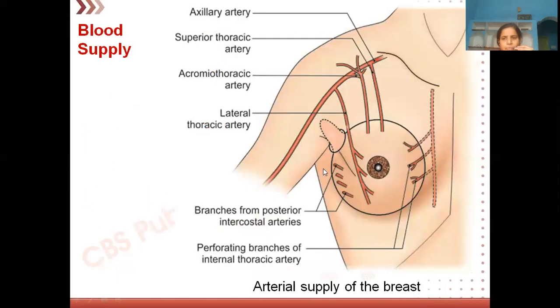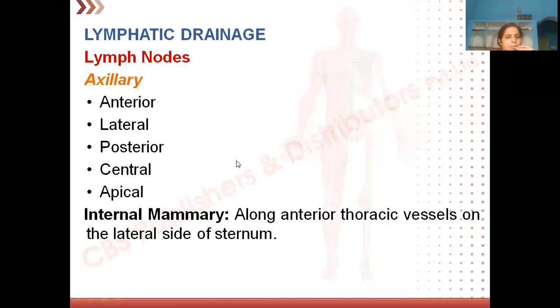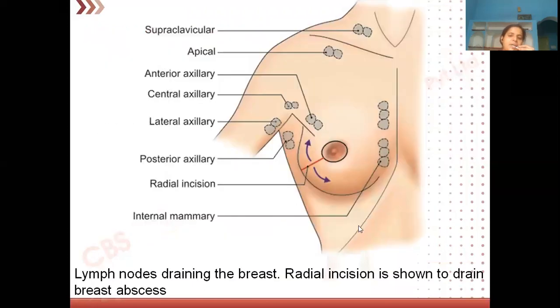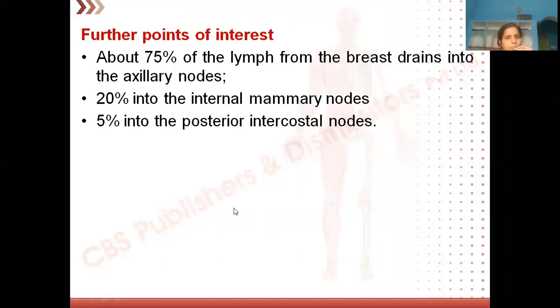Okay. Now this is SAL code I said: superior thoracic, acromiothoracic, lateral thoracic. All these are the branches of axillary artery. This is internal mammary or the internal thoracic artery through its perforating branches, and posterior intercostal arteries are these. Okay, so these lymph nodes also I will discuss again when we are doing lymphatic axillary group of lymph nodes.